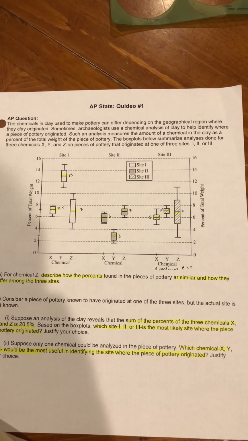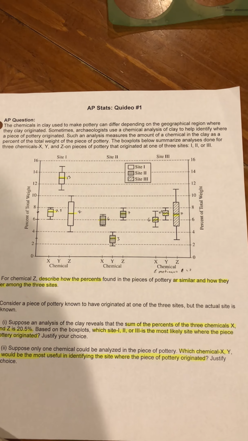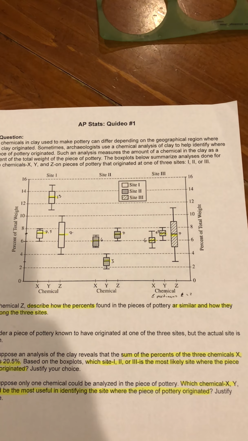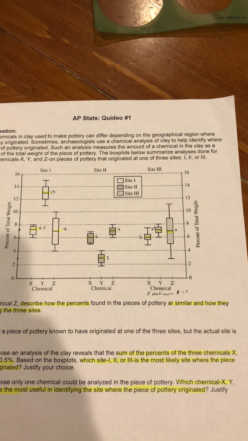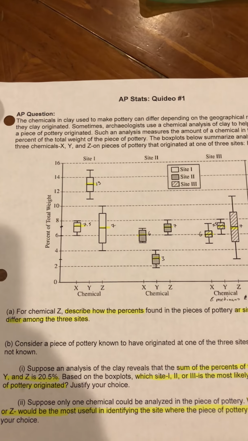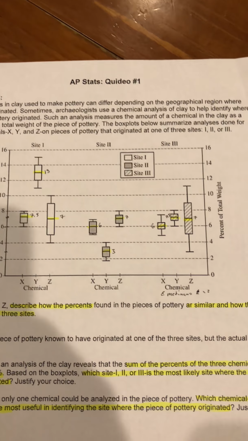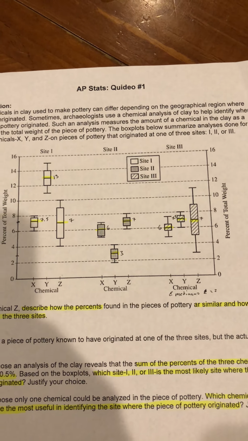So, here we have a question about pieces of pottery and the chemicals that are contained in the clay, the percent of the chemicals contained in the clay, and which sites they came from. So, we have 3 different sites all containing the 3 different chemicals, each with the box plot that represents the data for those chemicals.